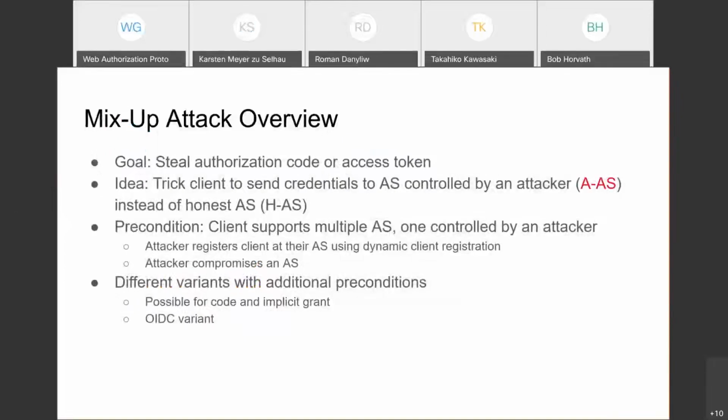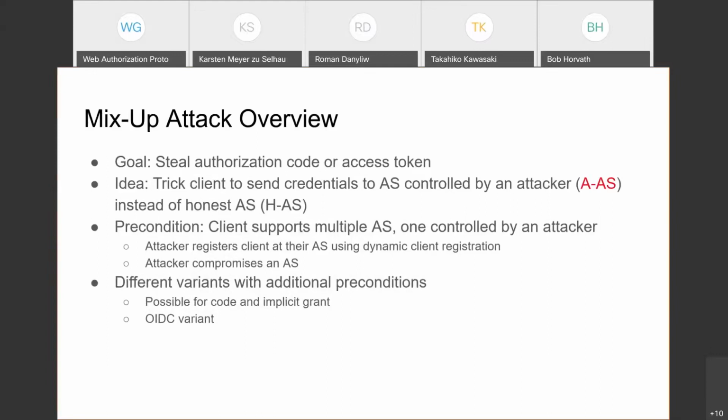Okay, no problem. So mix-up attacks are an attack class where the attacker tries to steal an authorization code or an access token. And the basic idea behind all these attacks we classify as mix-up attacks is that the attacker tricks the client to send the credentials, so the authorization code or the access token, depending on the grant we are in, to an authorization server that is controlled by the attacker instead of the honest authorization server that these credentials are intended to. One important precondition is that the client supports multiple authorization servers, obviously, otherwise it couldn't mix up these authorization servers, and one of them must be controlled by an attacker.